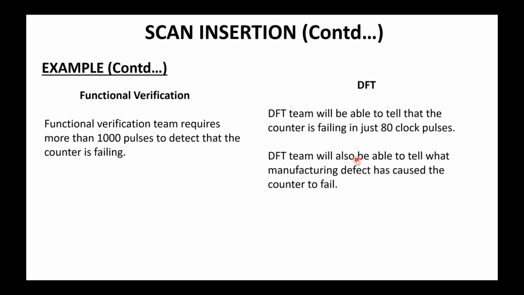So the MSB bit flop's net might be stuck at 0, so that is why it is not becoming 1, or else the MSB bit net has a slow to rise fault, that is, within the time period it has not risen to 1, so that is why it is still counting 999. Like that, DFT engineers can tell what manufacturing defect has caused the counter to fail. In a small number of clock cycles itself we can tell that the chip is failing, and we can also tell what manufacturing defect has caused the chip to fail. So this is why we are going for scan insertion.